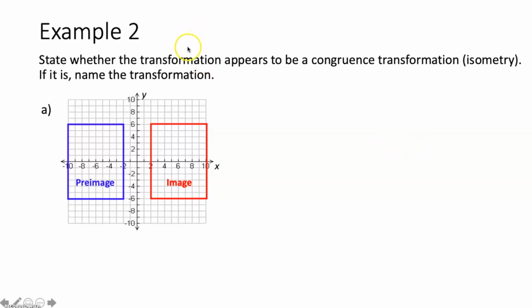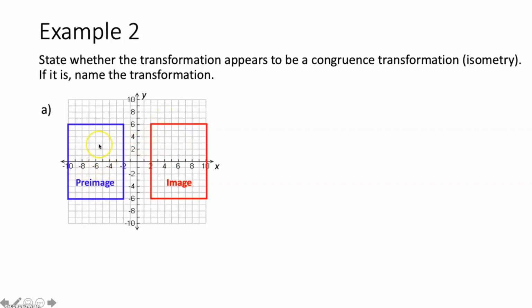Example 2 says state whether the transformation appears to be a congruence transformation or isometry. If it is, name the transformation. So this time, the only difference is that we're on a coordinate plane. So we have two quadrilaterals here, our blue pre-image and our red image. So first, do the corresponding sides and corresponding angles appear to be congruent in each of these figures? Yes, they do. Therefore, these two figures are congruent. So it would be a congruence transformation.